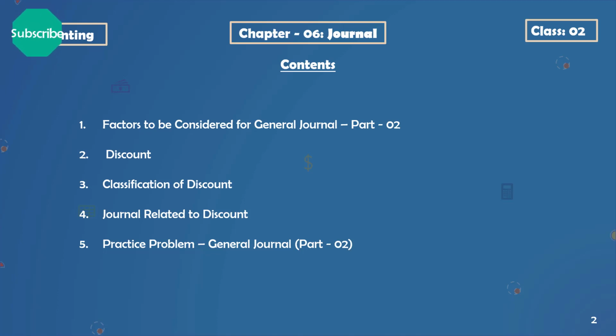Then we will know the classification of discount. There are different types of discount in accounting for different purposes. Then we will study how to record journal entries related to discount. And finally, we will solve a practice problem on general journal based on our today's topic. So let's begin.